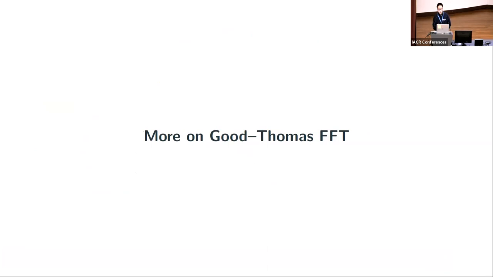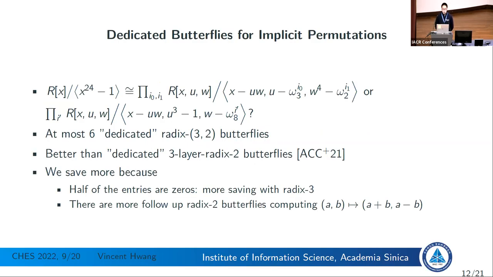Next, we look into more details about Good-Thomas FFT. In the literature, ACE+21 proposed to merge the permutation with 3 layers of radix 2 Cooley-Tukey butterflies. In our paper, we argue that we should instead merge the computation of radix 3 butterflies. In particular, we formulate the radix 3-2 butterflies. And there are 2 reasons why this is more beneficial.